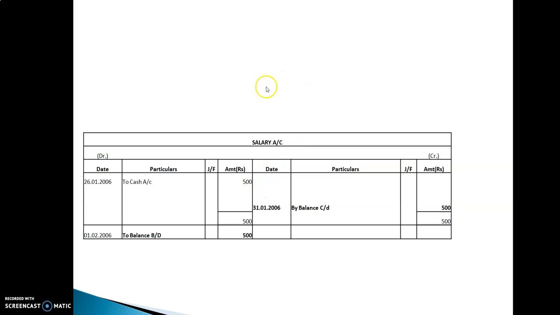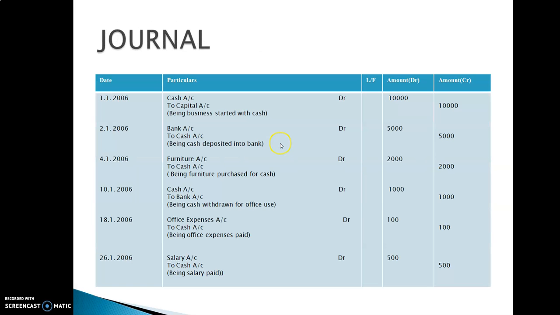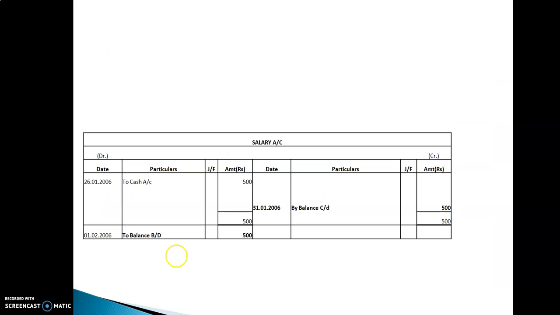Next, salary account. We have to see in which journal entry salary is there. So here salary is only on the last transaction, that is salary account debited to cash account. We're preparing the ledger of salary, so we cannot write salary again. So which account is left? Cash account. In journal, cash is on credit. So in ledger, it will be on the debit side, that is to cash account, 500. On the credit side, we don't have anything.